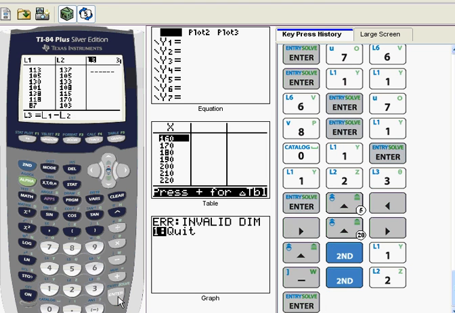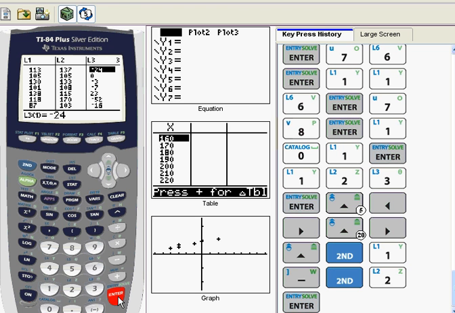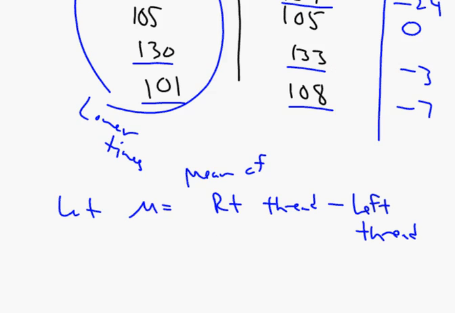And we would expect quite a few negative numbers here, indicating that they were faster with the right-hand thread than the left-hand thread. Okay. Let's state our hypotheses for a minute. Our hypotheses are as follows: that there is no difference between the left and right-hand thread, that people spin these things at the same rate. That would mean that mu is 0.